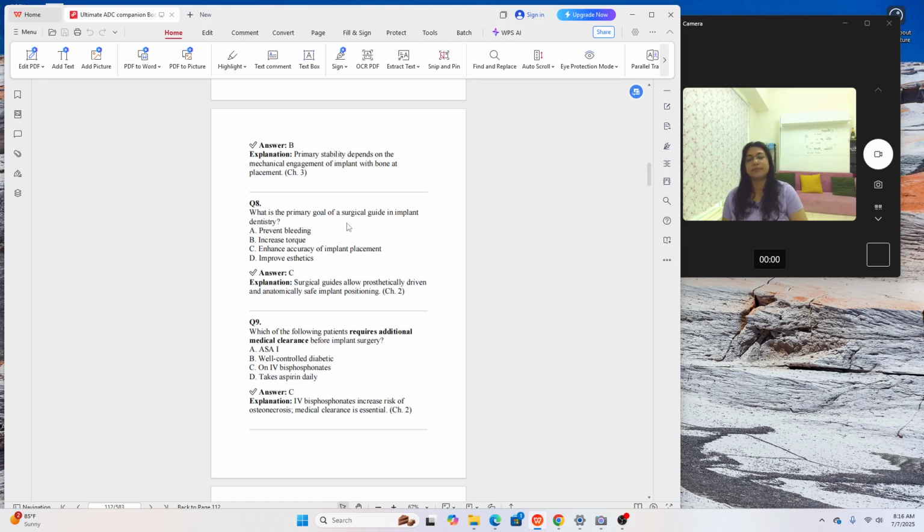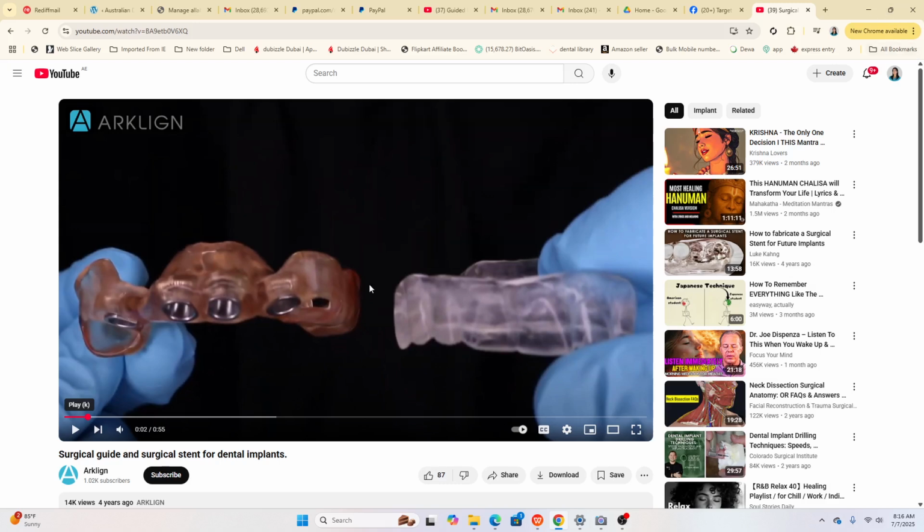Very good question. Now, I want you to understand something, and that's why I'm going to show you a 1-minute video. The difference between a surgical guide and a surgical stent. Do not confuse. These are two different things. So, let's just see this video. This is a surgical guide and this is a surgical stent. A stent basically is fabricated according to the mold of your jaw, but it does not have an... Okay, let's just play this video, then we'll talk.